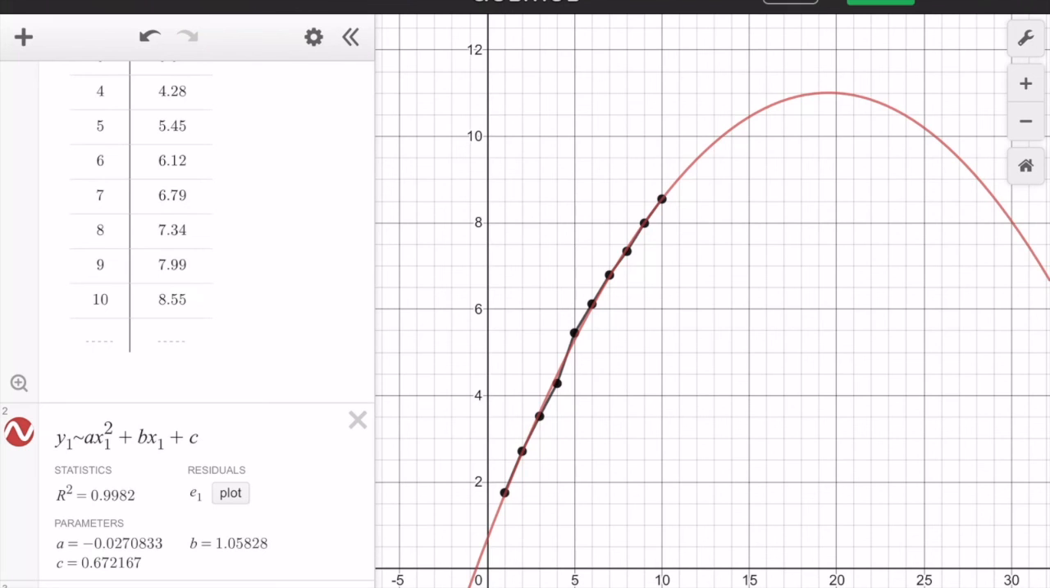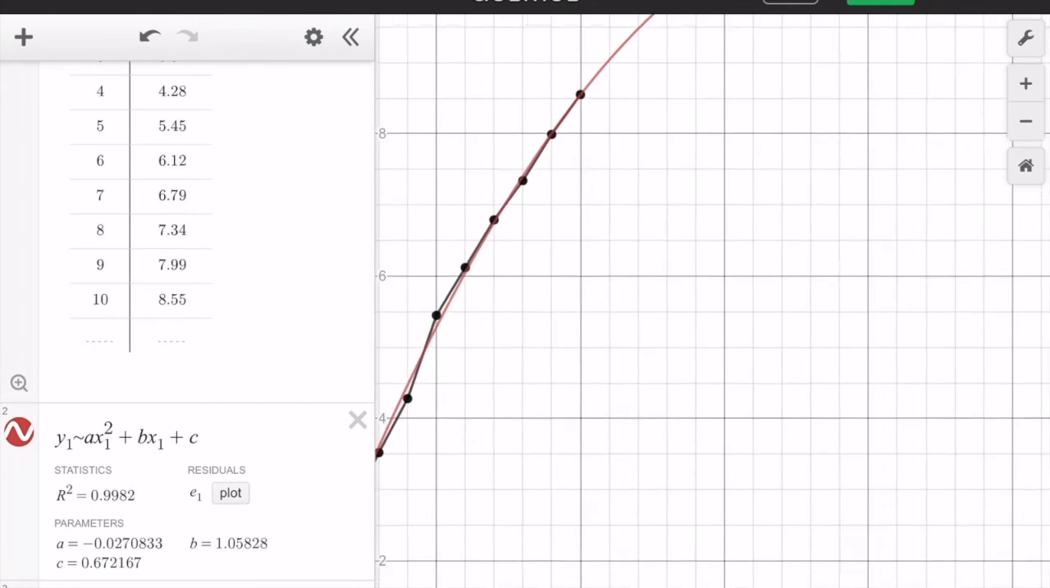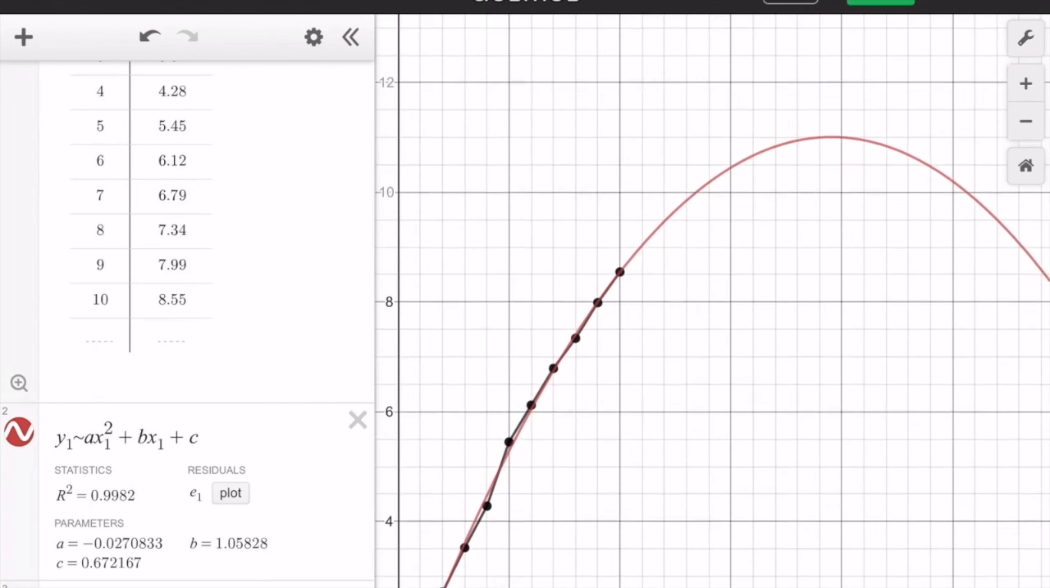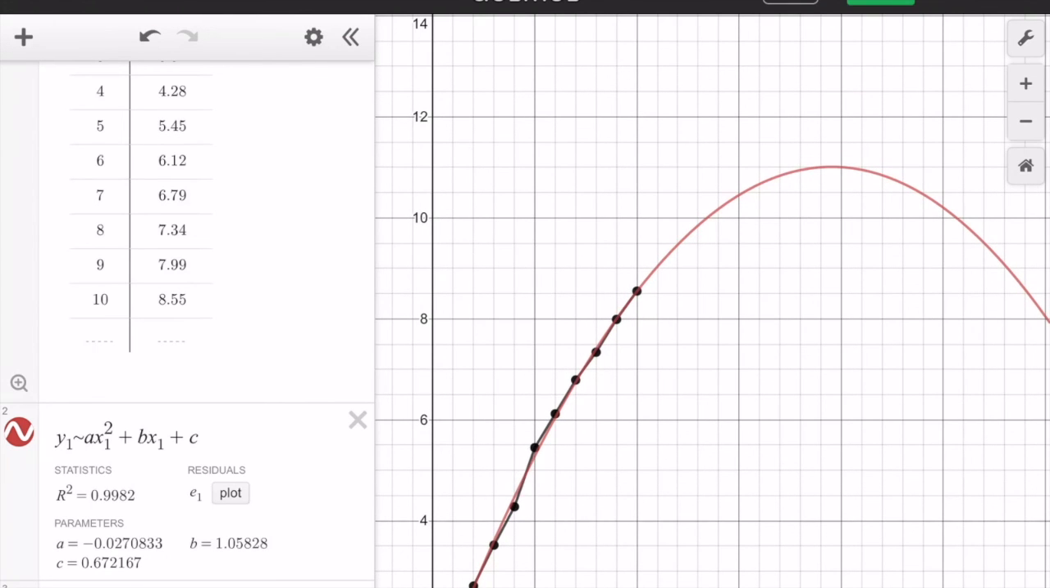And let's just confirm that with the graph. So when we look at the graph, remember we're saying what is the height at 15? Well, you can see at 15 it'll be a little bit more than 10. So about 10.5.